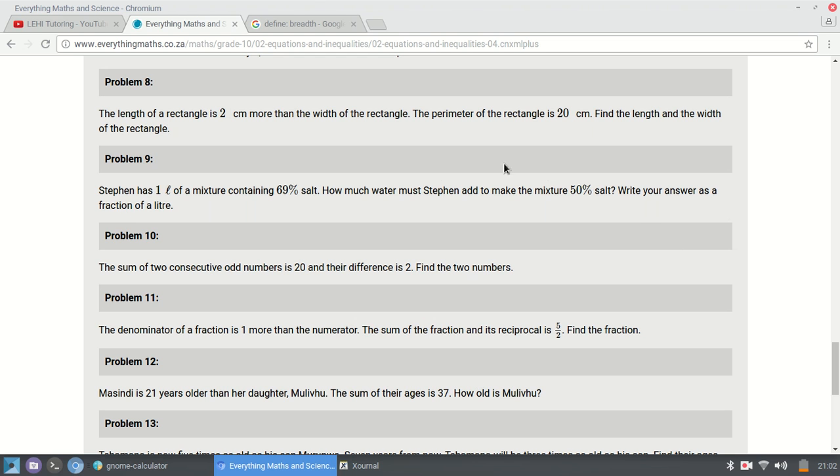So Stephen has 1 liter of a mixture containing 69% salt. How much water must Stephen add to the mixture to make the mixture 50% salt? Write your answer as a fraction of a liter. Okay, let's see if we can figure this out.